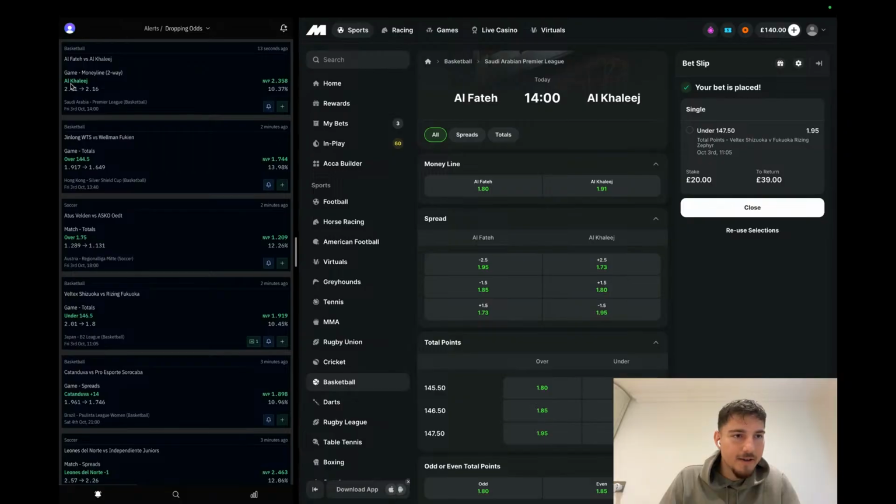So no value there. The away team 2.5, 2.3, sorry. I'm getting 1.9.